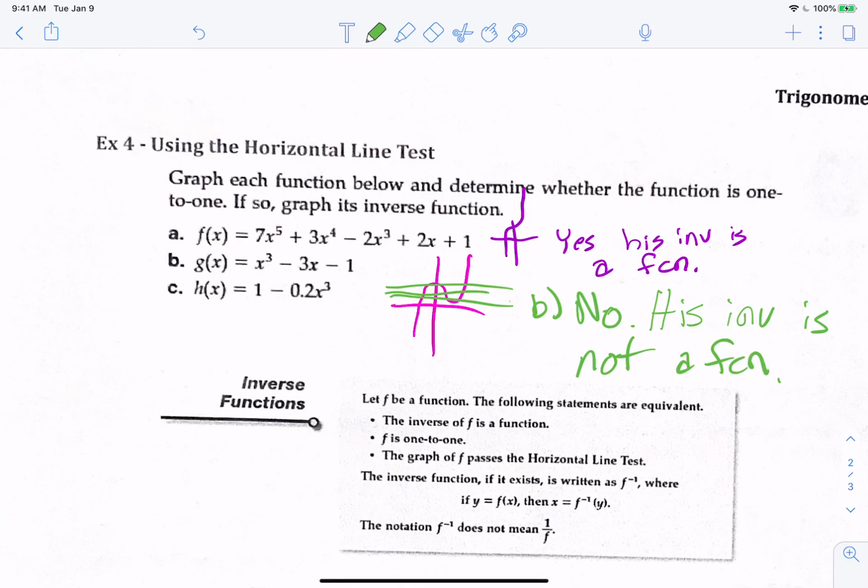My handwriting is getting sloppier because I can't rest my hand on my screen. No, his inverse is not a function. Now, he does have an inverse. It's just a relation. It is not a function. Does that make sense? Okay.